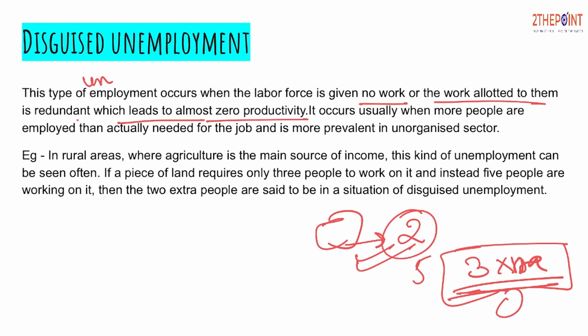It occurs when usually more people are employed than actually needed for the job, and is prevalent in the unorganized sector. For example, in rural areas where agriculture is the main source of income, this kind of unemployment can often be seen. If a piece of land requires only 3 people to work on it and instead 5 are working, then those 2 extra people are under disguised unemployment. I hope it is clear.